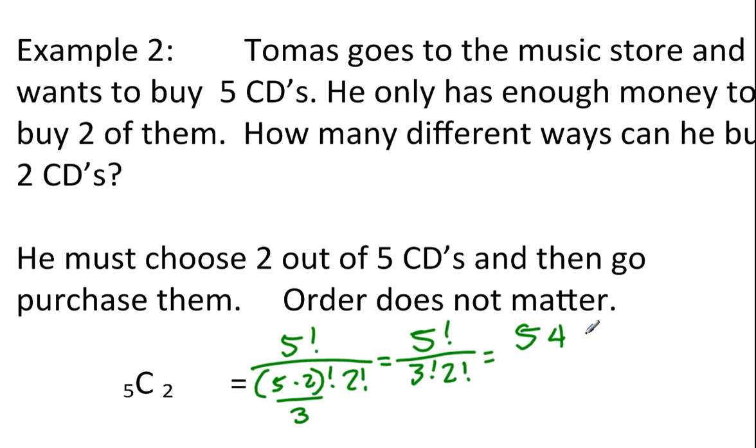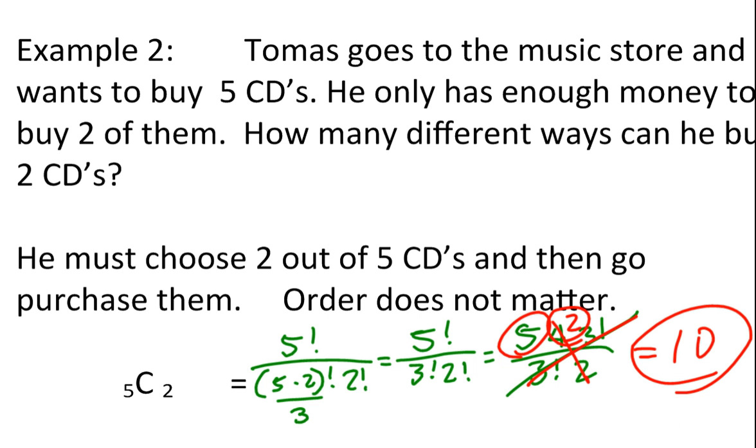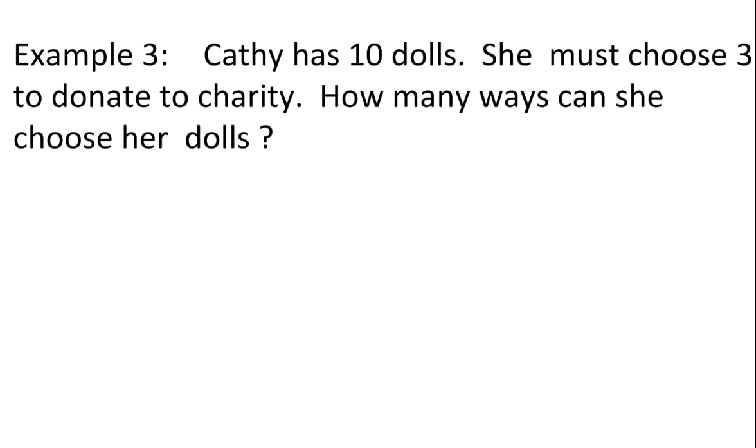5 times 4 times 3 over 3 and 2. So those 3's are going to go away. 4 divided by 2 is 2. So all that's left is the 5 and the 2. 2 times 5 makes 10. And that is it.